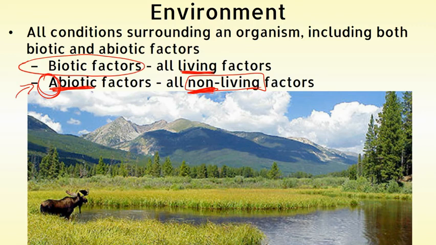So if we look at this moose here, and we're going to study this individual organism, we're going to be looking at how it is interacting with everything in its environment. How is it interacting with the grasses nearby? How is it interacting with the trees nearby? How is it interacting with the water source, or the mountains that it's near? So we're going to be looking at all these different things compared to, what does it eat? What does it consume? And where does it live? So we're going to look at its entire environment, living and non-living.